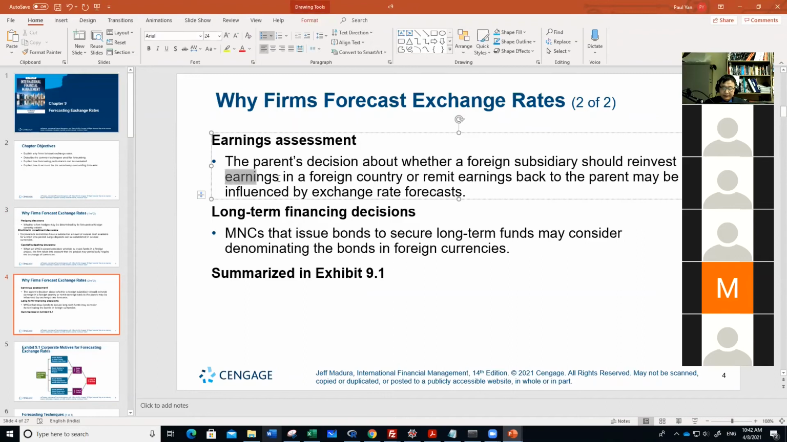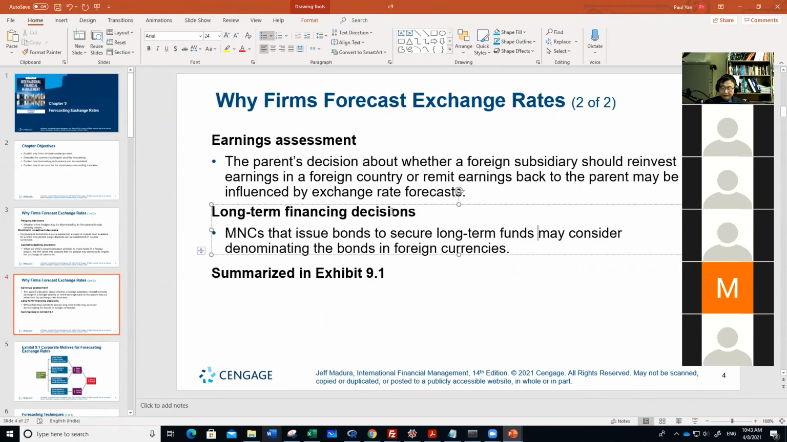Next is remitting foreign currency earnings. Suppose based on your forecasting result, the foreign currency is going to appreciate, then you will delay remitting the foreign earnings. The opposite is also true. If you expect the foreign currency to depreciate in, for example, 6 months, then you should remit the earnings as soon as possible.